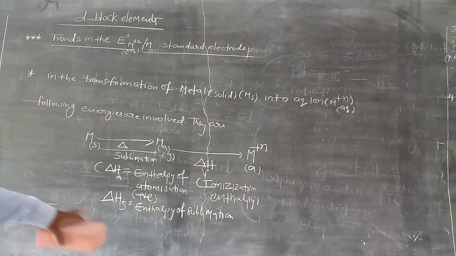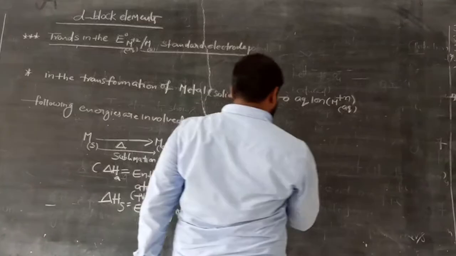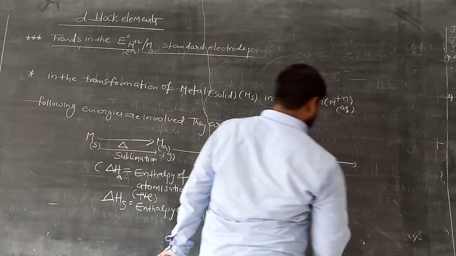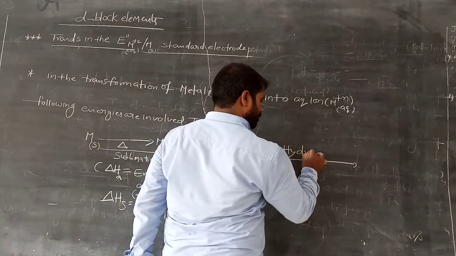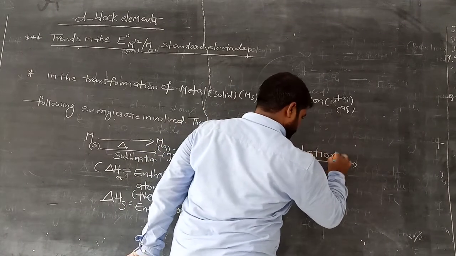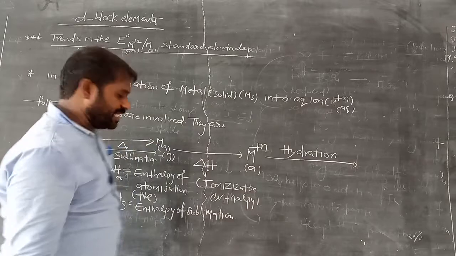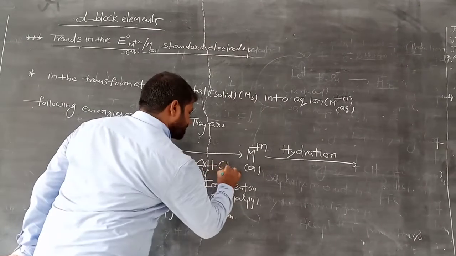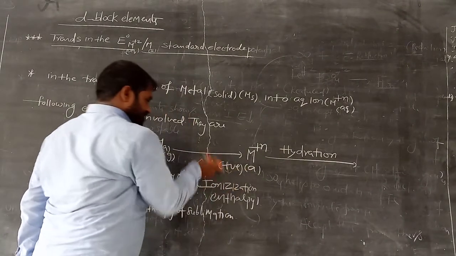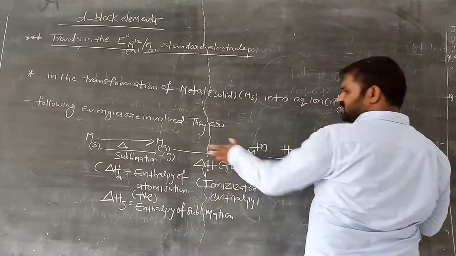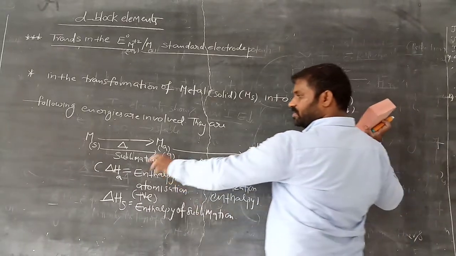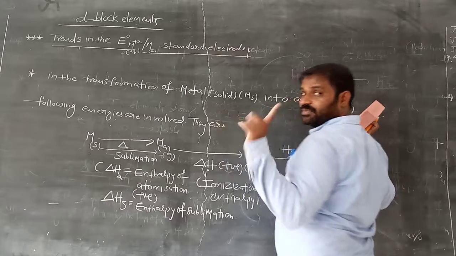Okay, students, ionization enthalpy. Now it undergoes hydration. Here, this is also positive. Remember this. We offer energy to the system. For removing the electron, we add some energy. Here also, for sublimation, we add energy. Two are positive. Remember this.